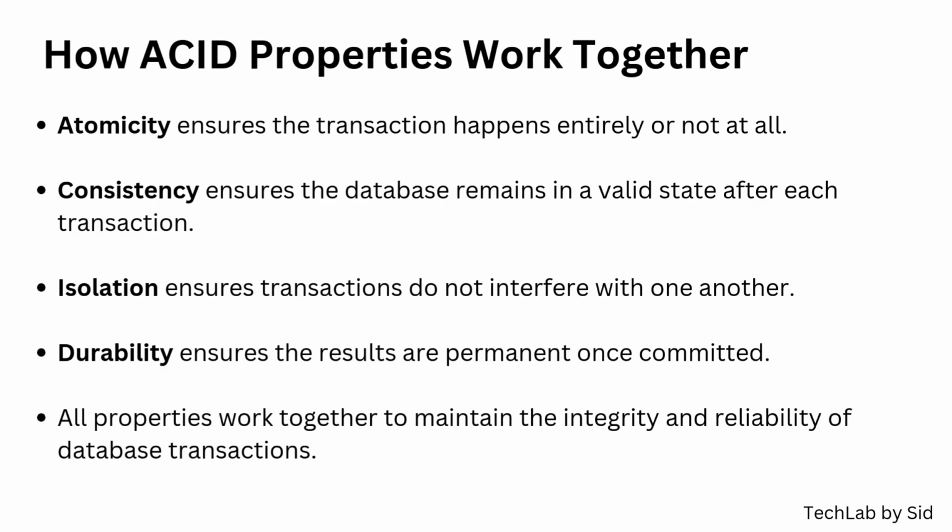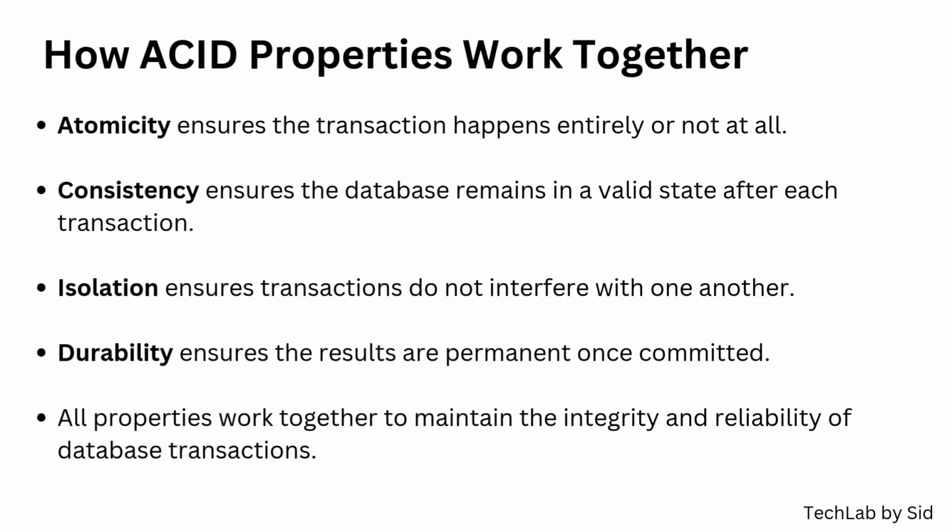Now that we've covered each individual property, let's take a look at how they work together to ensure database reliability. Atomicity makes sure that a transaction is treated as a single unit of work. If any part of the transaction fails, the entire operation is rolled back, ensuring that the database is not left in a partial state. Consistency ensures that the database remains in a valid state before and after the transaction.